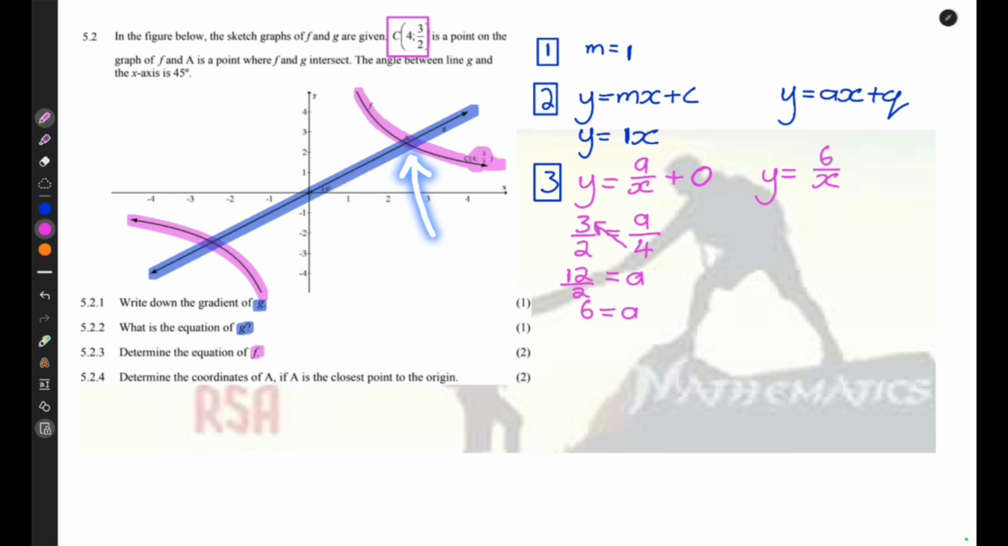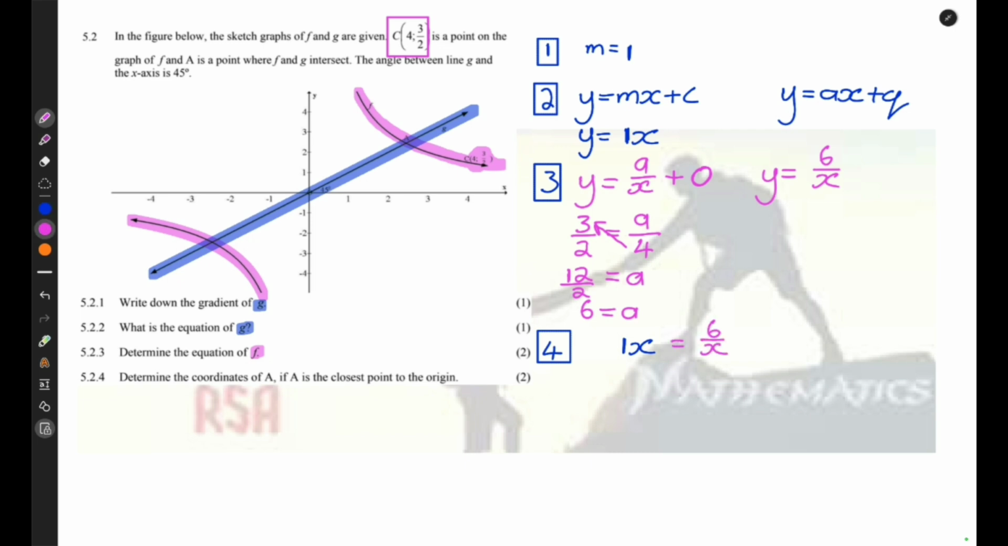Okay? They told me in the paragraph up top, A is the point of intersection between the two graphs. And whenever we do point of intersection, I am just going to take the two equations that I got, and I'm going to make them equal to each other. So we saw that the blue graph was just 1x. We saw that the pink graph was 6 over x.